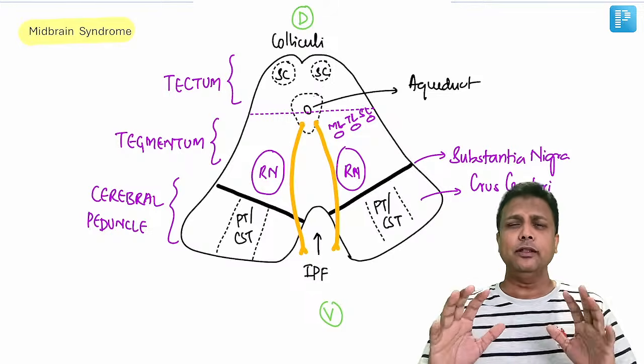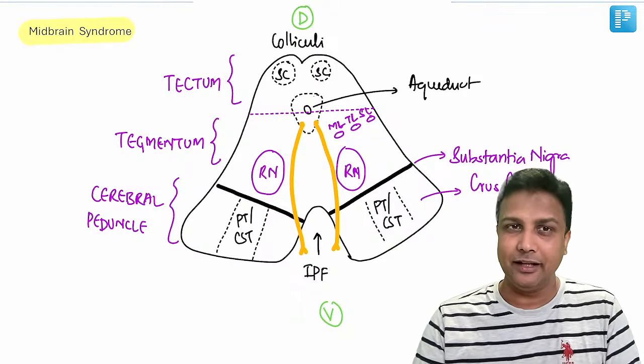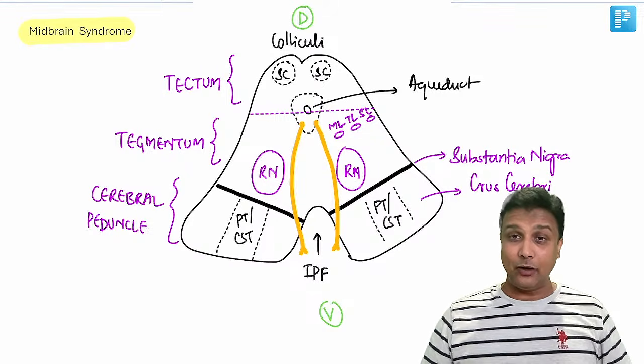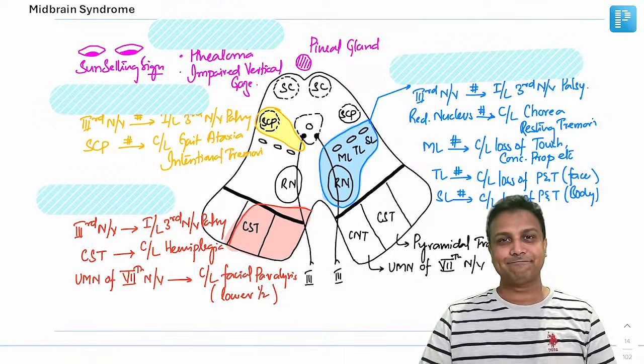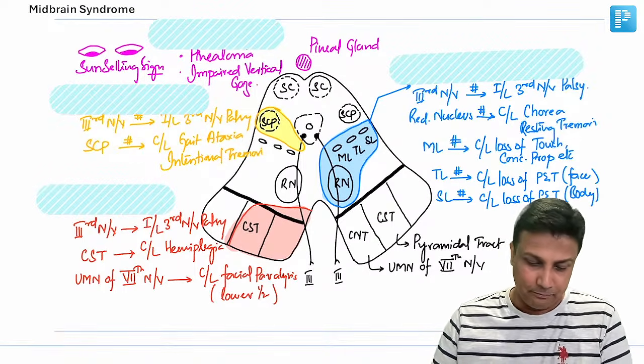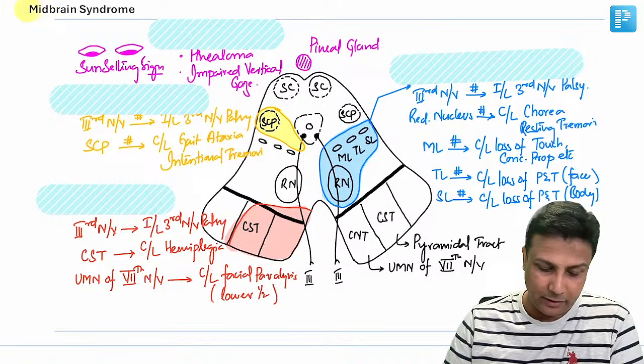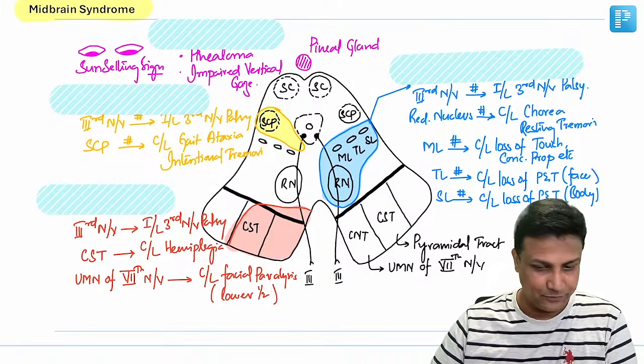Perfect. Now these are all the structures that you have to know in the midbrain. Fine. And now let us see all the syndromes related with the midbrain one by one. All the midbrain syndromes, let us see them one by one. Are you ready?